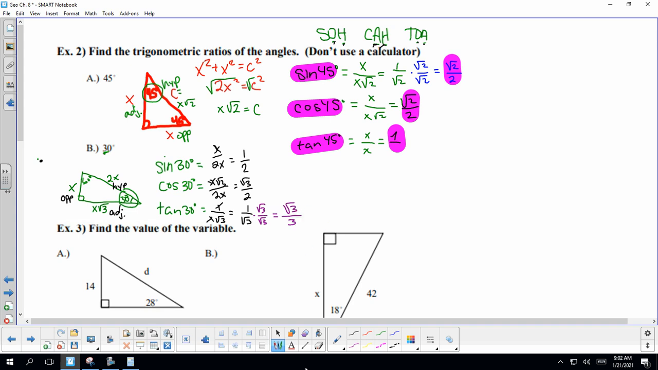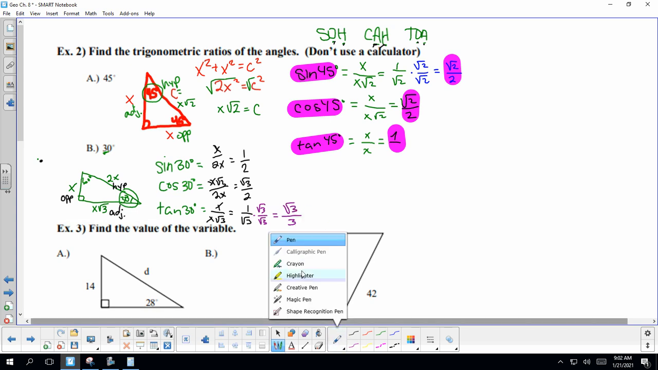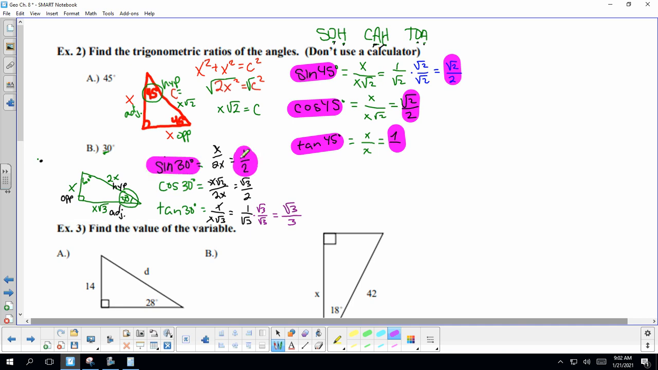And then these are true for all 30-60-90 triangles. The sine of 30 degrees is 1/2. The cosine of 30 is root 3 over 2. And the tangent of 30 is root 3 over 3.